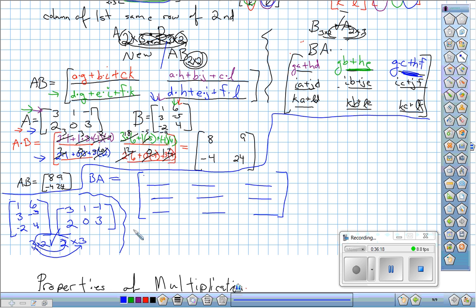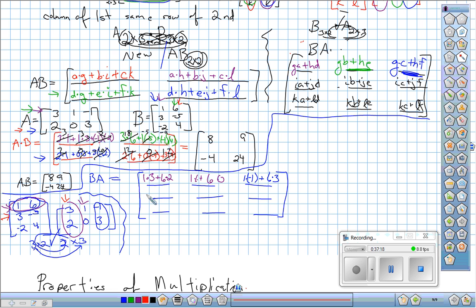Okay, so for this 3 by 3 matrix, I'm going to take this first row by this first column. So that will be 1 times 3 plus 6 times 2. Then I'm going to take this first row by the second column because I'm in the first row, second column here. So this will be 1 times 1 plus 6 times 0. Okay, I need to uncircle things or circle them in a different color. Then I have the first row by the third column, so 1 times negative 1, so I'm putting that in parentheses, plus 6 times 3.